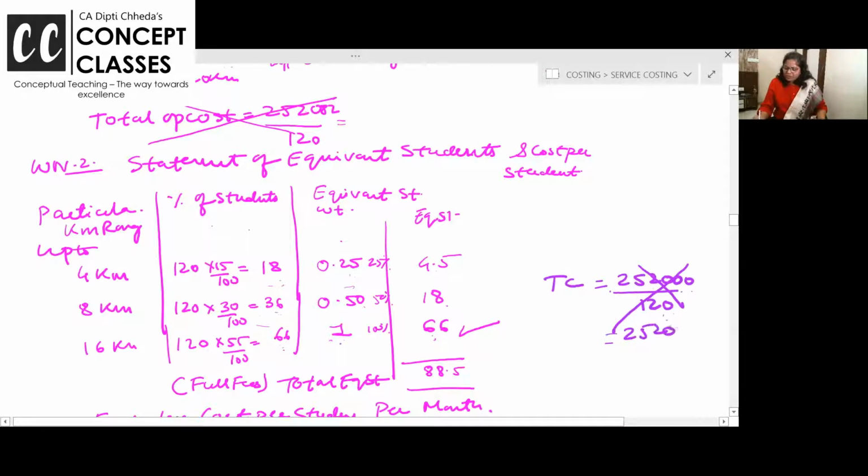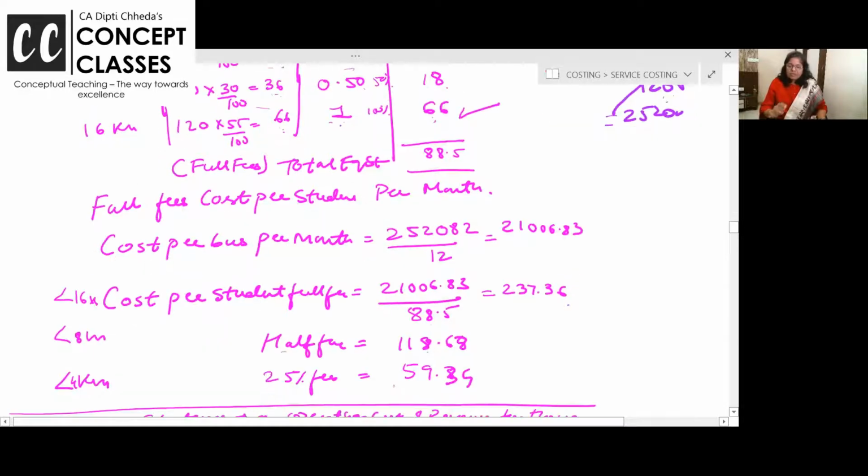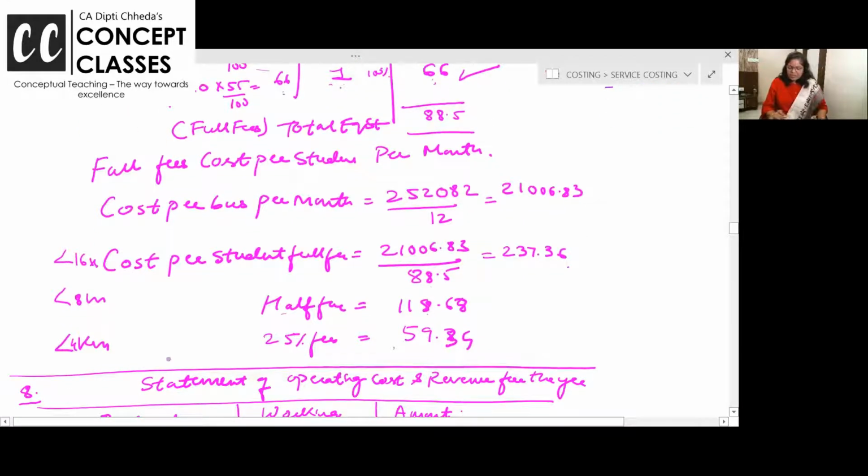If I divide 252, I think I need not do kiya hai. 252 डिवाइड बाय 12 इसलिए किया कि मंथली करना था. This monthly cost divided by 88.5, 237.36 is the full fees. Divide by half, 8 kilometers. उसको भी divide by half मतलब original का 1/4.